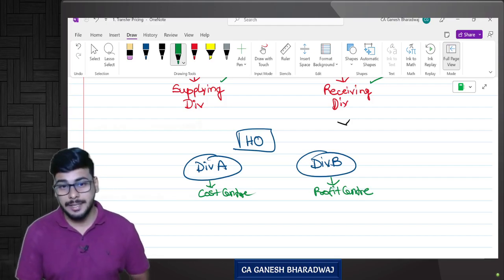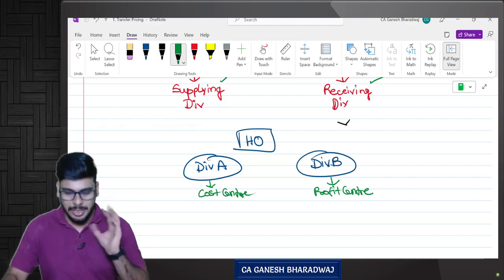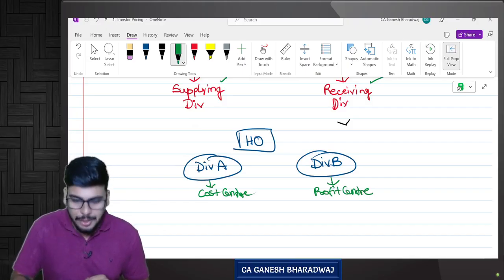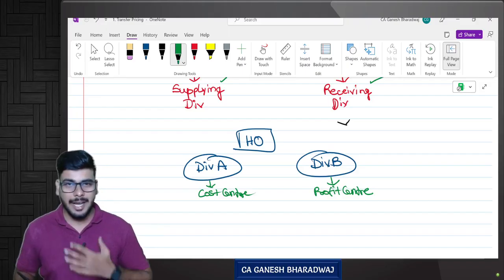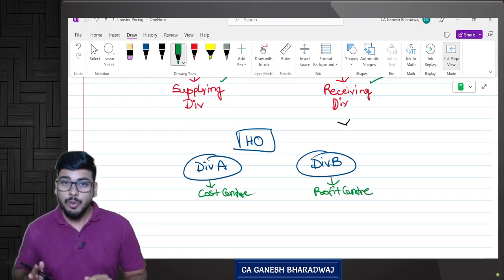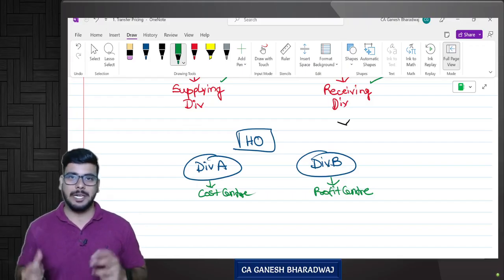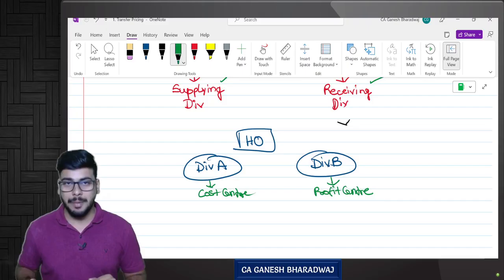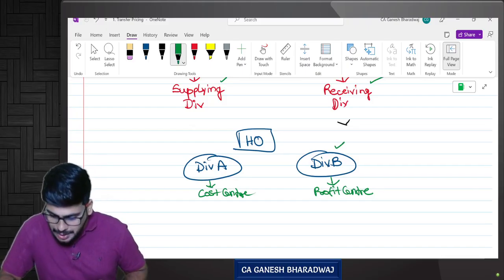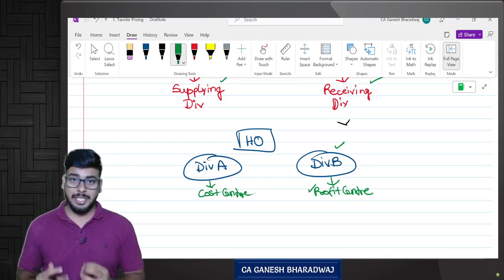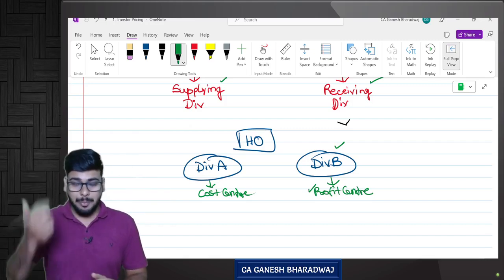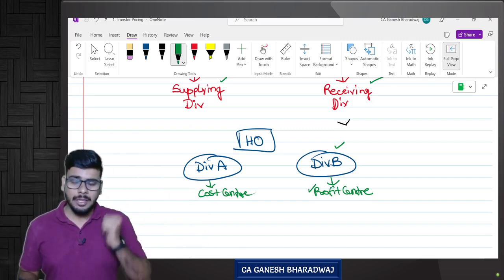Now you logically think and you tell me, there will be a manager for each of these divisions. Division A has one manager, division B also has one manager. Now you tell me, who will be motivated to perform better? Obviously the manager of division B. Why? Because his particular division generates profits which can be quantified. The more the profit, I will appreciate him, correct or not?